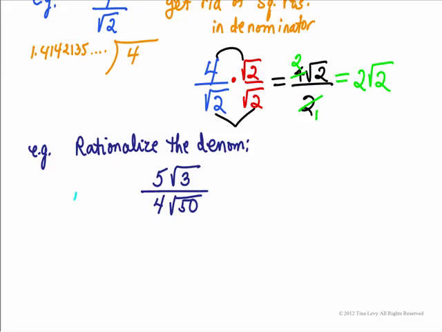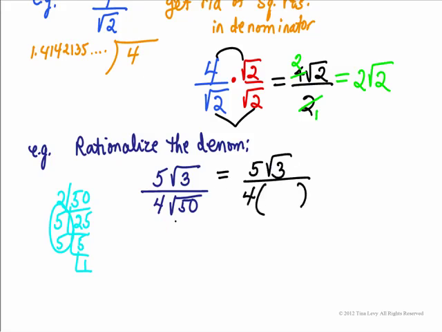If I simplify the denominator, the 50, 2 goes into that 25, 5 goes into that 5, 5 goes into that 1. I can simplify square root of 50, and it's going to become 5 radical 2. This becomes 5 radical 3 over 4 times 5 radical 2. So my problem can now be rewritten as 5 radical 3 over 20 radical 2. I am now ready to rationalize the denominator. I'm now ready to multiply top and bottom by radical 2.